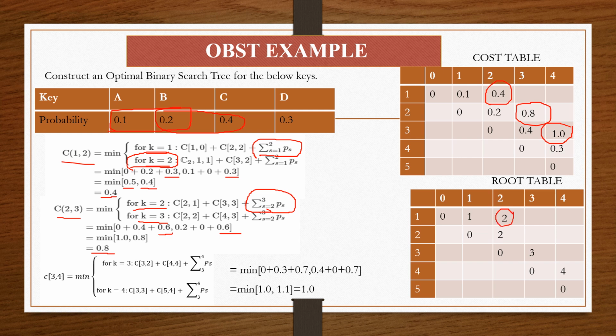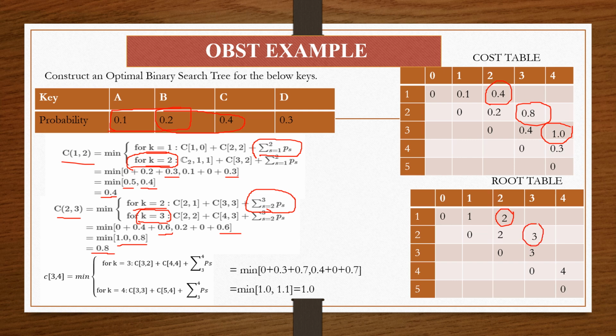Similarly, for 2, 3 I have two options, 1.0 and 0.8. 0.8 is the minimum we have found. When was 0.8 obtained? When k is 3. So in the root table 3 has to be entered. That is the reason 3 came here.